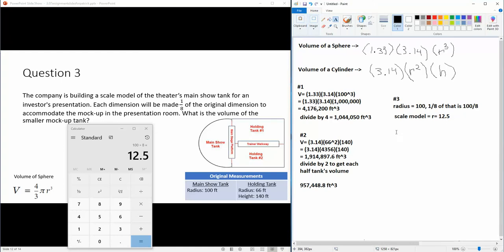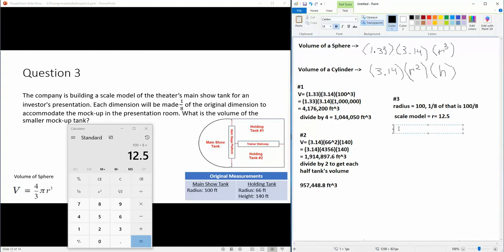So we're literally going to use a radius that is 1/8. We're going to go ahead and plug into that volume formula the same way we did number 1. You're going to see me go 1.33 again because it's 4/3 like we saw originally. And then we're going to multiply by pi, which is 3.14. We're going to plug in this time 12.5 inches, but remember, we're cubing it.